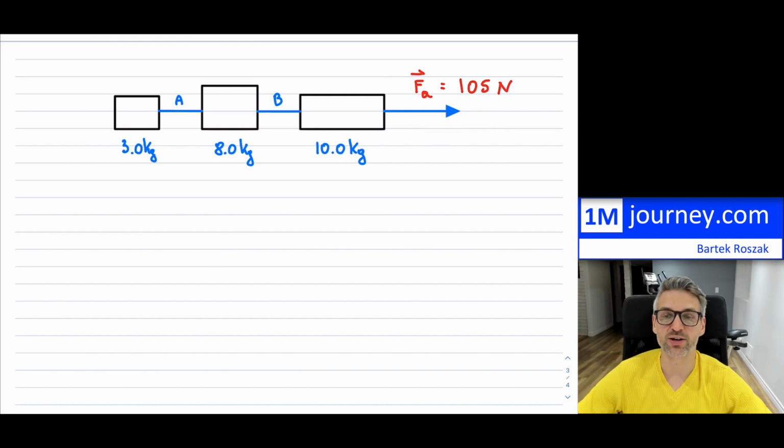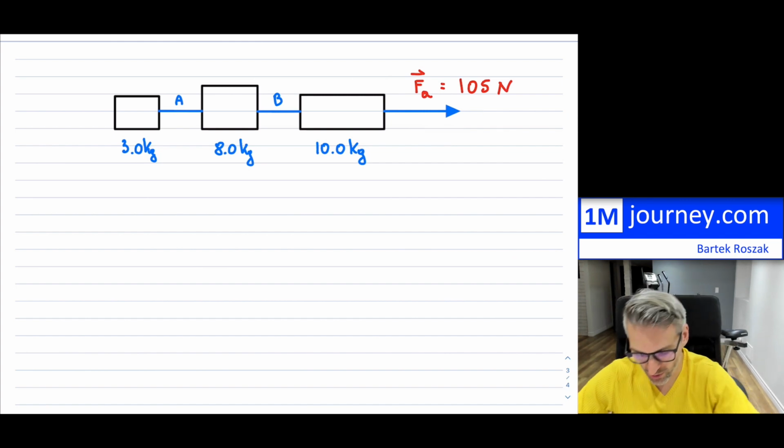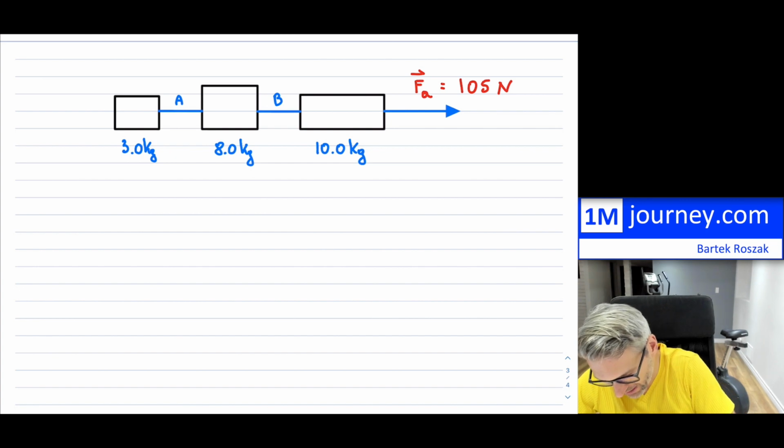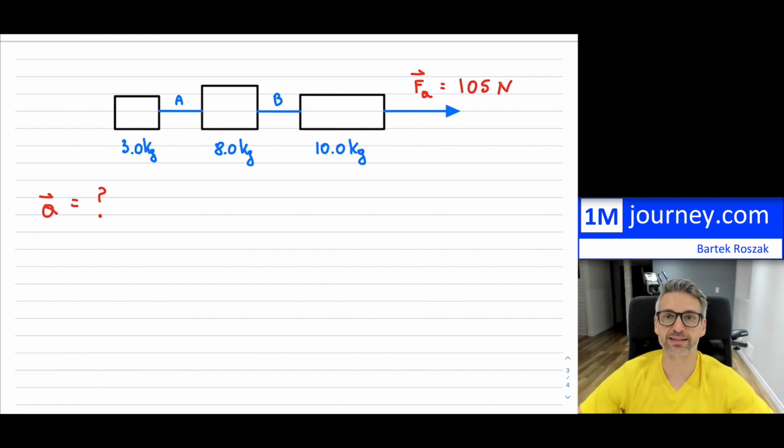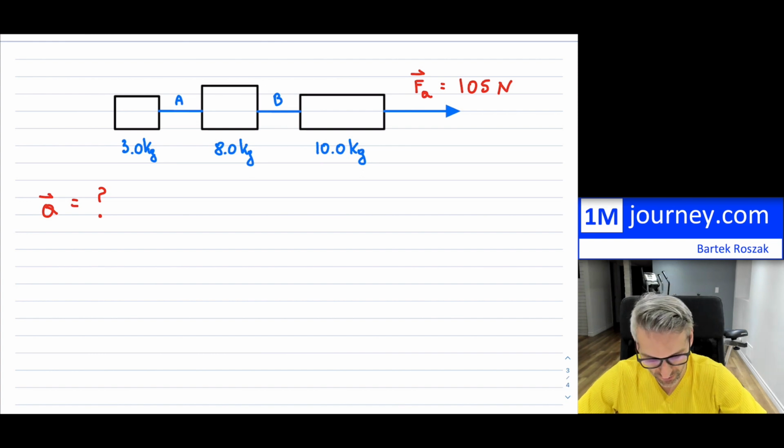And now our question will be this, okay? So we're going to ask a few questions here. My first question is going to be, okay, so what is the acceleration on the entire set of objects? So what's the acceleration as a whole if you have an applied force, and that applied force is 105 newtons that you have throughout?